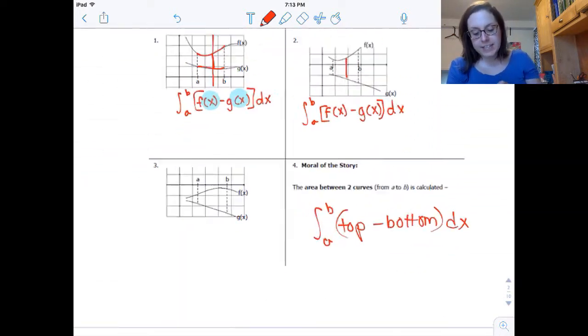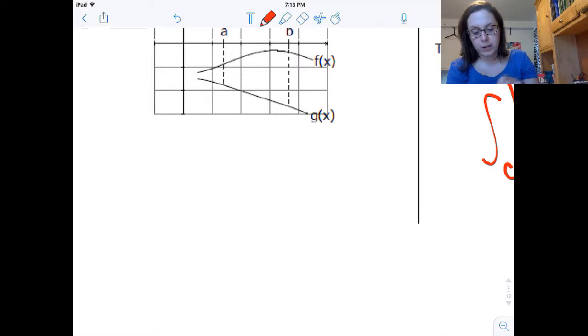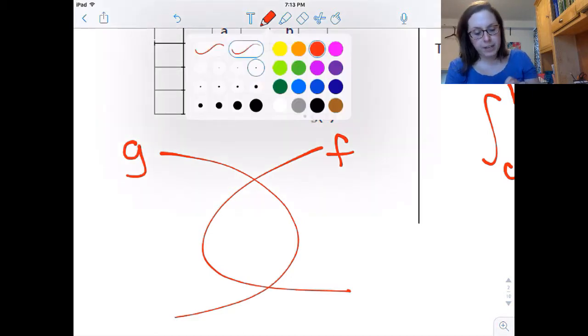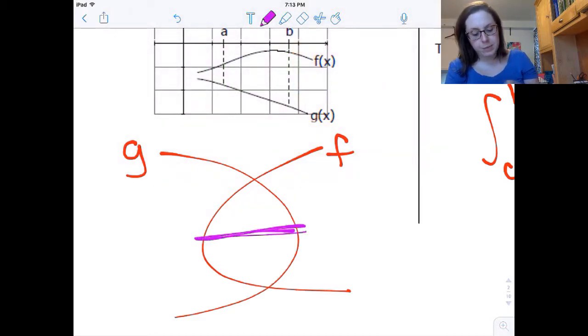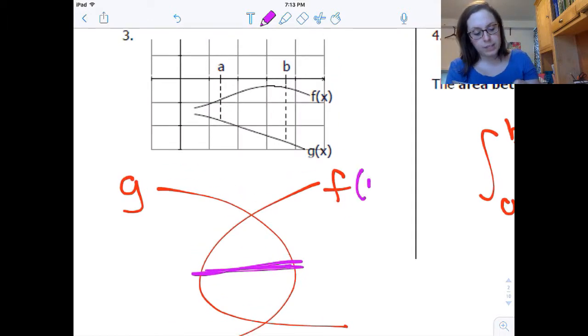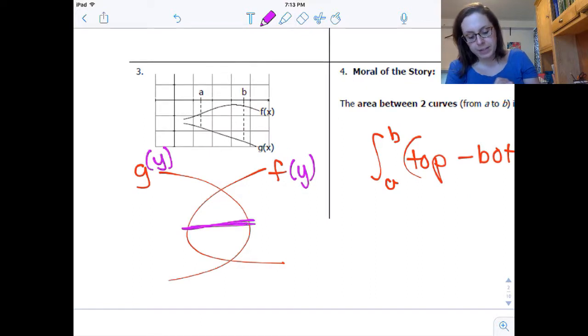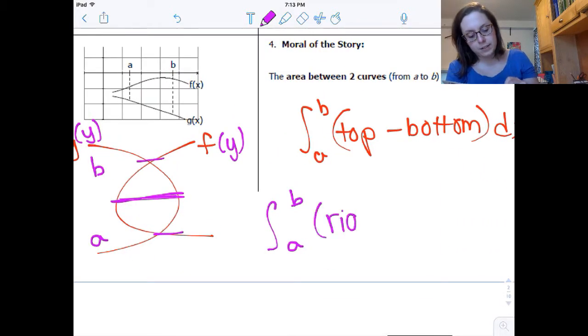So let's say I wanted to go this way, between a curve like this and a curve like that. And maybe this is f and this is g. So now when I'm looking at this, I would be finding the difference between my x values, right? So I would want to solve those in terms of y. So let's say that's f of y and that's g of y. So now I would be doing the integral, and let's say that's a and that's b, from a to b of right minus left dy.